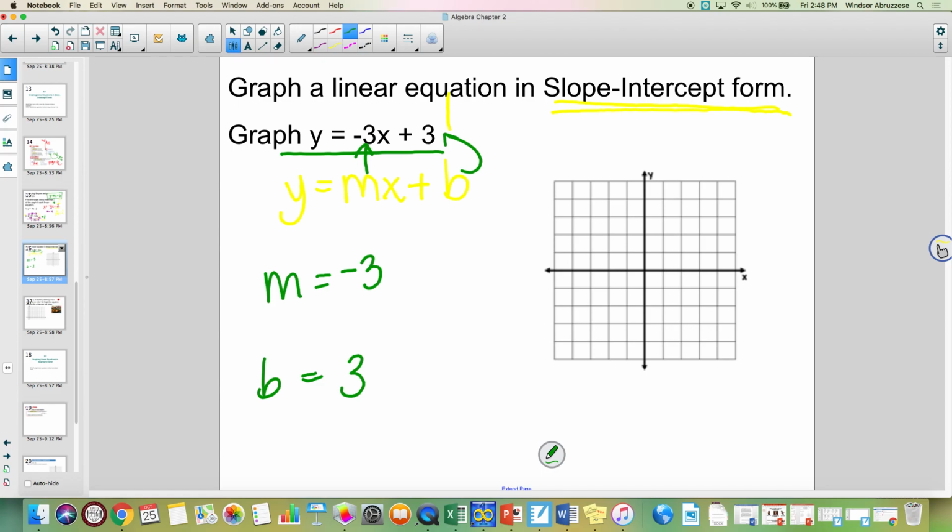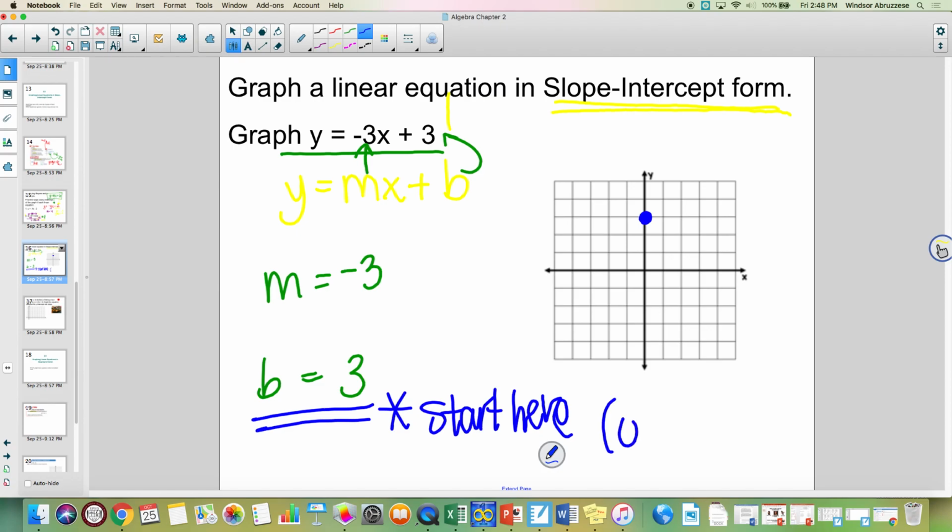This is how you're going to graph. So if this is your starting point, start here, because I know where the y-intercept is. At positive 3, it touches the y-axis right there. That's your first solution to that equation.